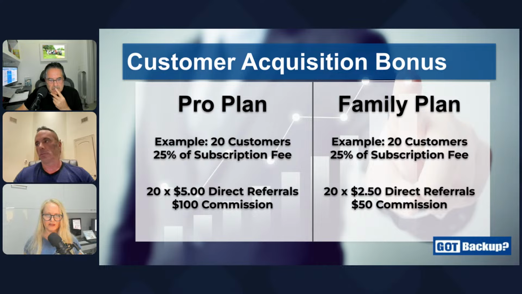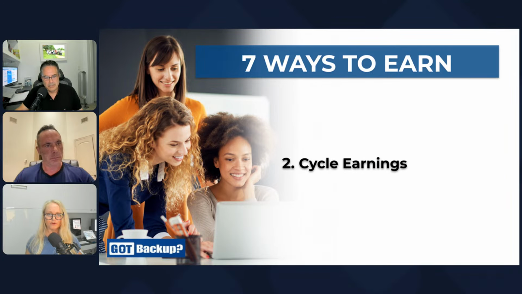For the pro plan, let's say you have 20 customers. They don't want to do the business, they just want to be a customer. So you're going to get 25% ongoing. $5 times 20, you get $100 ongoing every single month. And then the family plan, you've got the 20 example as well, times $2.50, and that's $50 ongoing every single month. Imagine if you increase these numbers on a regular basis, how much you could generate throughout the year.